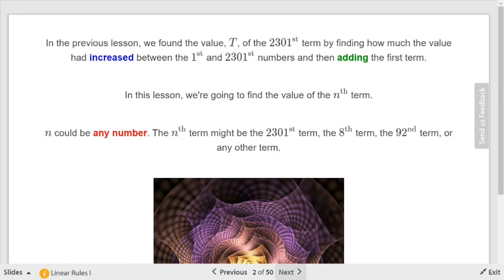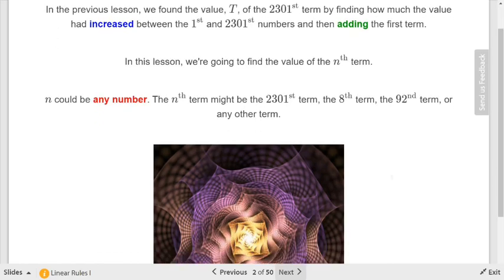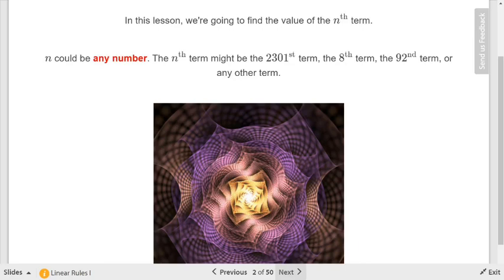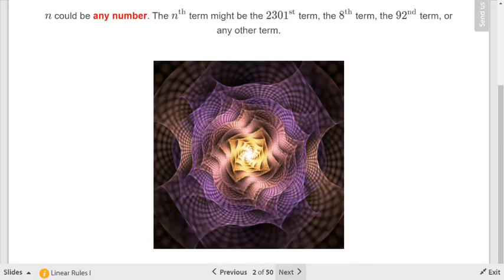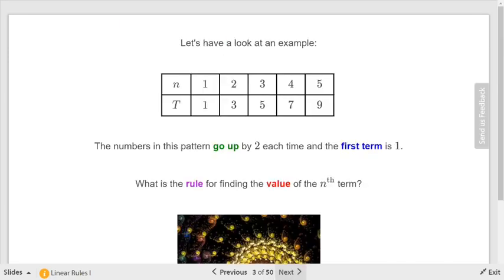Okay, here we go. So, in a previous lesson, we found the value of t when it was very big because they gave us the formula. They gave us the pattern. But what we want to be able to do is find the pattern for every term. Okay? So, here's a pattern.